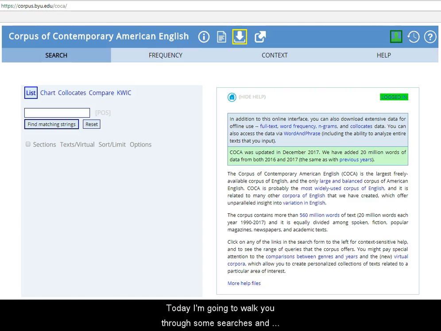Today, I'm going to walk you through some searches and pedagogical possibilities using the list search of COCA, the Corpus of Contemporary American English. It includes more than 520 million words of text occurring in a variety of genres from 1990 to 2015. A truly incredible resource, it is made freely available by its creator Mark Davies and Brigham Young University.